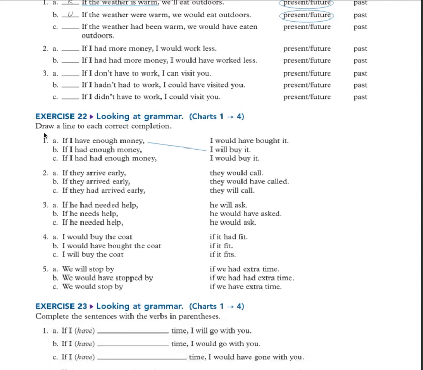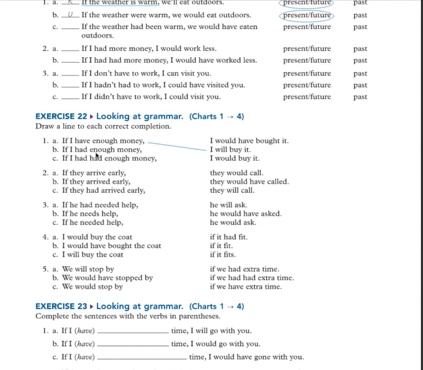Look at exercise 22. Draw a line to each correct completion. Number 1, if I have enough money, I will buy. Look at the if clause, simple present. So here, I will, and the simple form of the verb, I will buy. That's real in the present future.